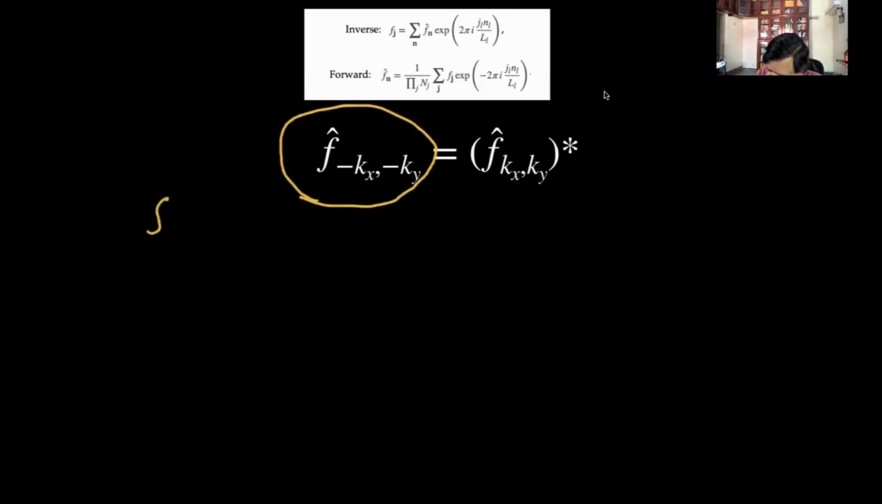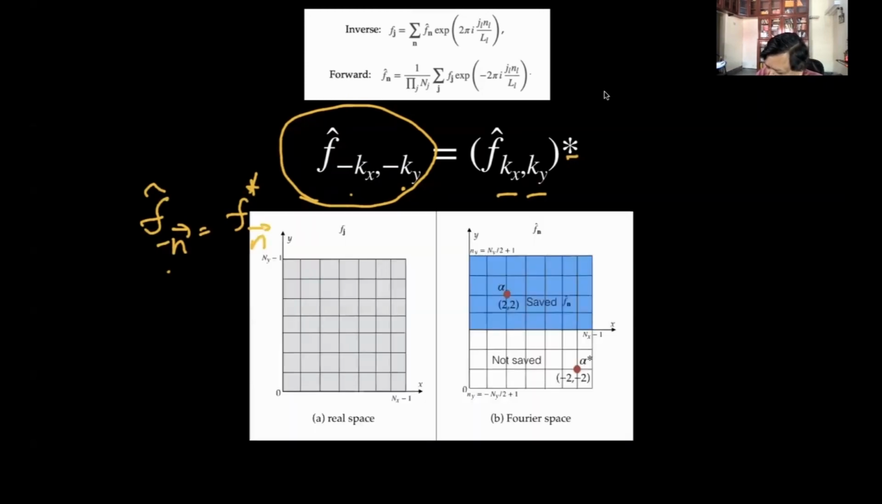So f hat of minus n vector equals f hat of n vector star. Minus n will be minus kx, minus ky, or minus nx, minus ny, and here it is kx, ky complex conjugate. As a result, in 2 dimensions we do not save half of the data. So I'm not saving this part of it.